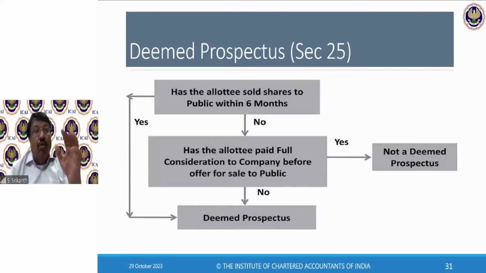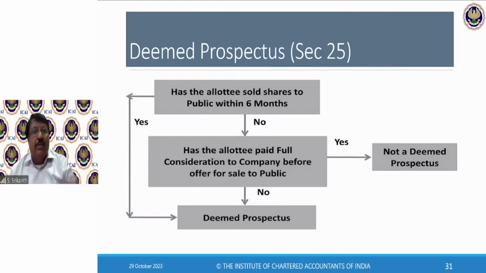But suppose you say, no, not within 6 months. Then you ask, have you paid full consideration? Yes. Then go. You are not a deemed prospectus. But if you say no, then you automatically become a deemed prospectus. Got it? So you have to answer no and yes.